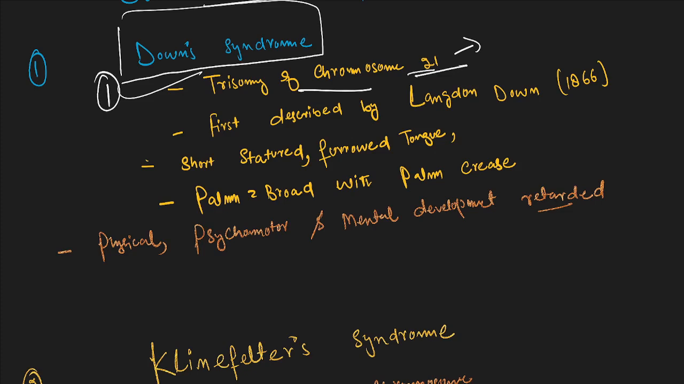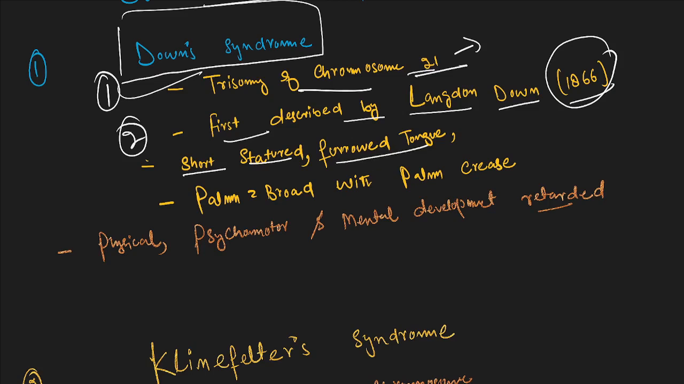Point number one, you should remember this point. After that, point number two that you should remember is it was first described by Langdon Down in 1866. This is again very, very important. Now, the people with Down syndrome show many characteristic features, like short stature. This is again important, you have to remember.